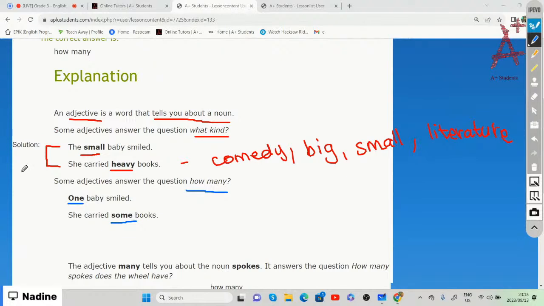So an adjective tells you more about the noun. And adjectives answer the question what kind, or they can answer the question how many. So if we find a sentence and we need to identify the noun, you identify the noun, but then you need to ask yourself what kind it is, or how many are being described of that specific noun.